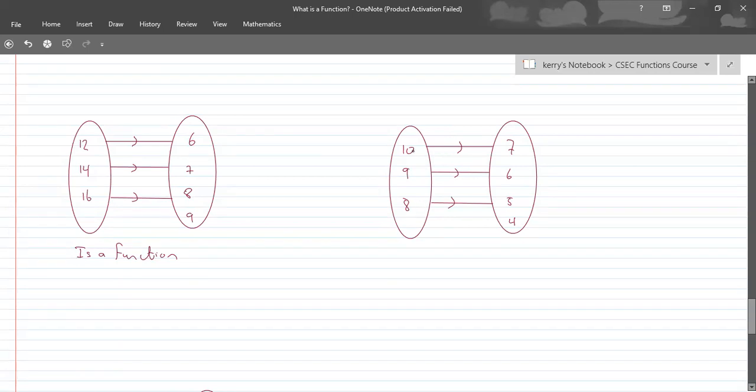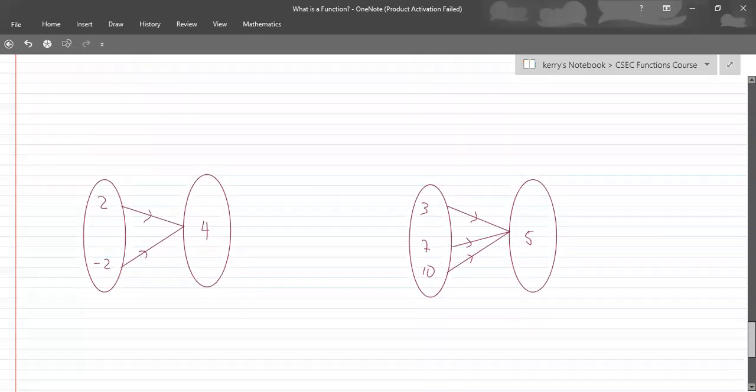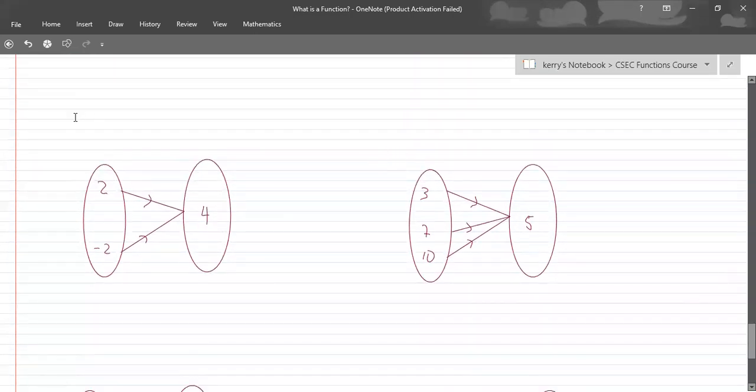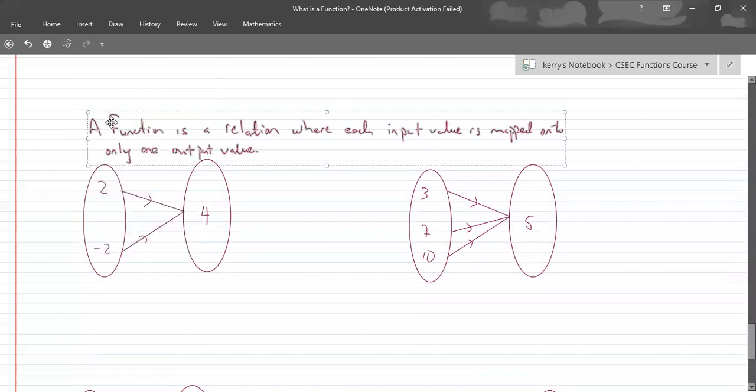Right, so for those who paused and thought it through, you could see that 10 is mapped onto only one value, 9 is mapped onto only one value, 8 is mapped onto only one value, which means that this is also a function. Now, with these two, let's paste back the definition here.